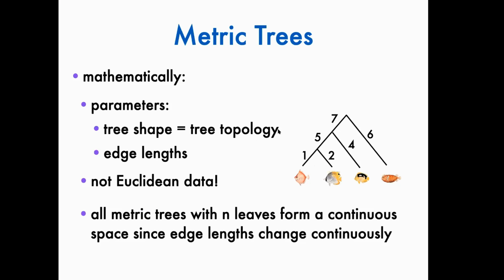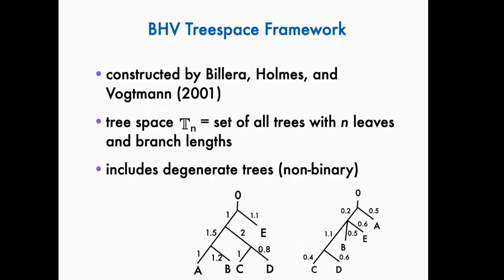And as I will show you, if I look at all possible metric trees on the same set of species, because the branch lengths can change continuously, I actually can get a whole continuous space. And that's what I will now explain. So this is the BHV Treespace Framework. It was constructed by Billera, Holmes, and Vogtmann in their 2001 paper, which Justin mentioned in his introduction.